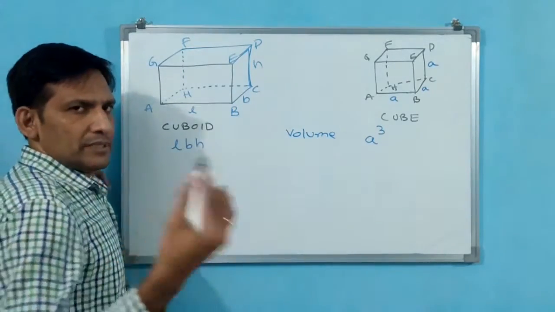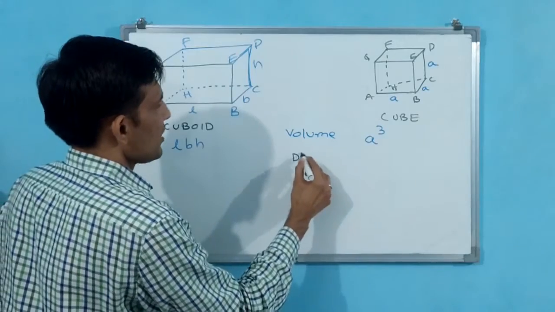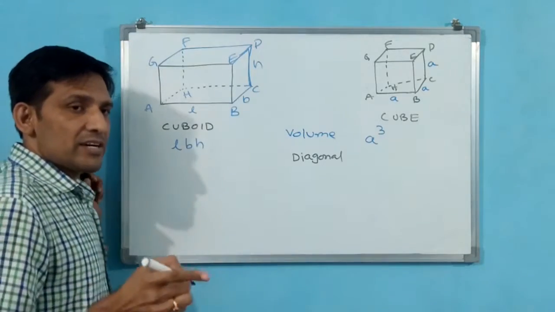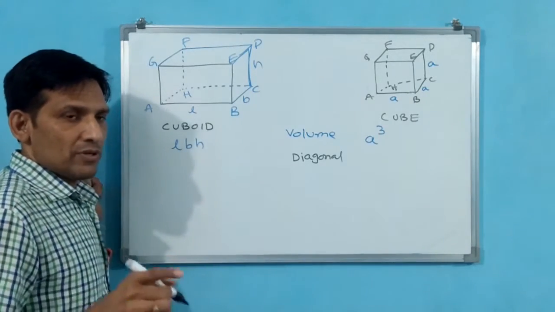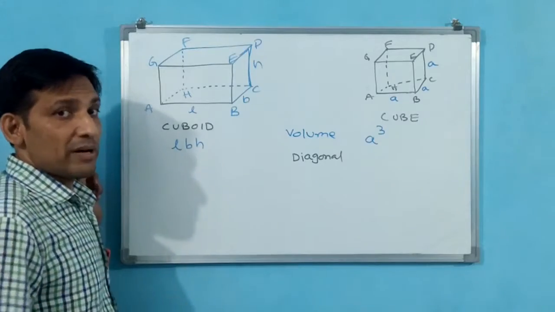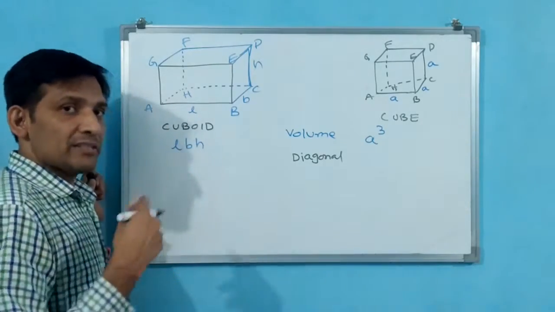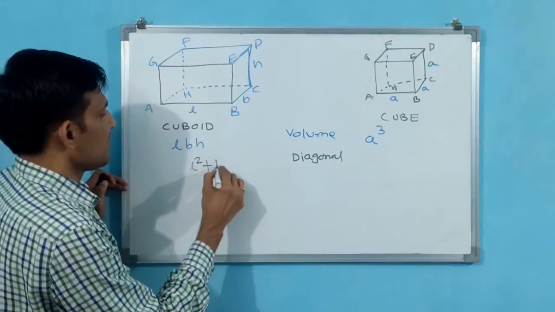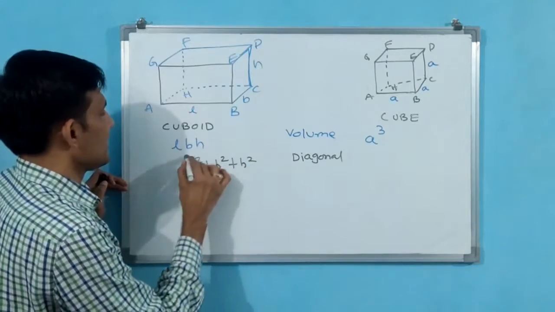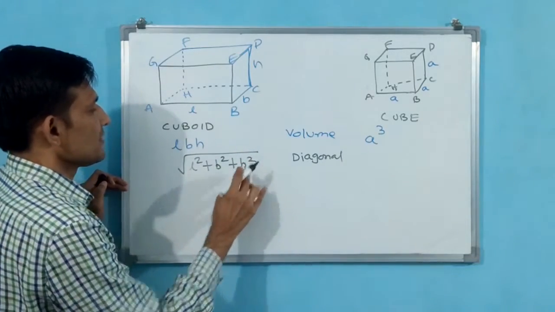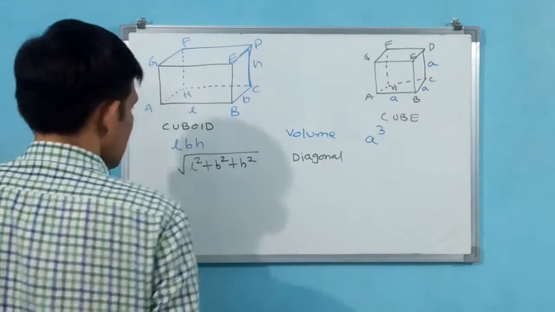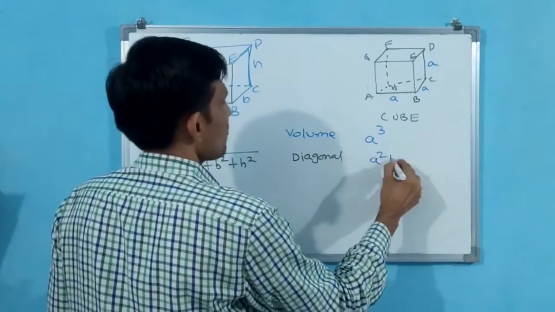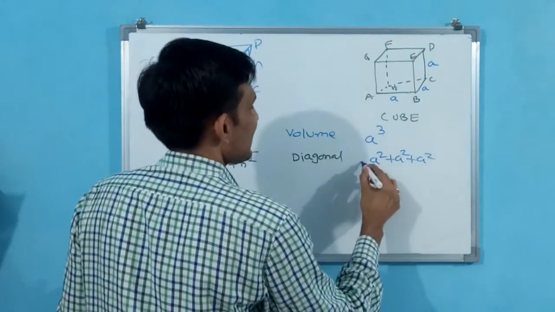Now, let me take the diagonal. In a right angle triangle, diagonal means hypotenuse. AB square plus BC square is equal to AC square. But for a 3-dimensional figure, length, breadth, height, you have to square all and take the root. Diagonal is equal to the square root of L square plus B square plus H square. Okay. This is the diagonal of a cuboid. But what about here? Root of A square plus A square plus A square.